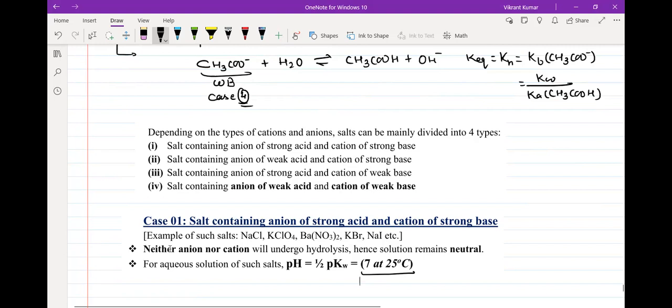So that's one case. Second case is, if I am having an anion which is undergoing hydrolysis but still the cation is not undergoing hydrolysis, if such a case comes, then what?